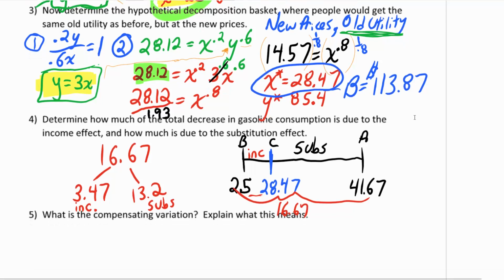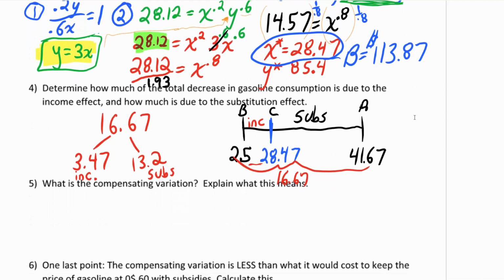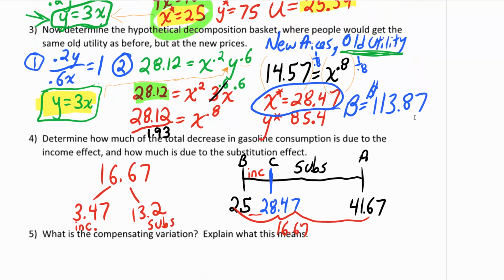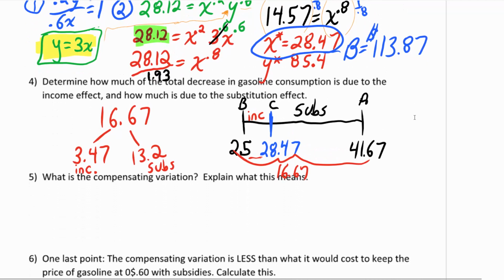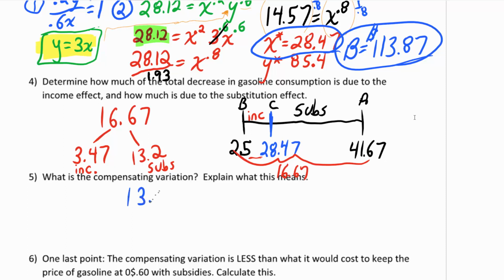Question number 5 here says, what's the compensating variation? Explain what it means. Well, the compensating variation is just how much money do we need to give you to get you back to the old utility at the new prices. And in this case, that's $13.87, because that's the budget. The budget you'd need is $13.87 more. And make sure you can explain that.